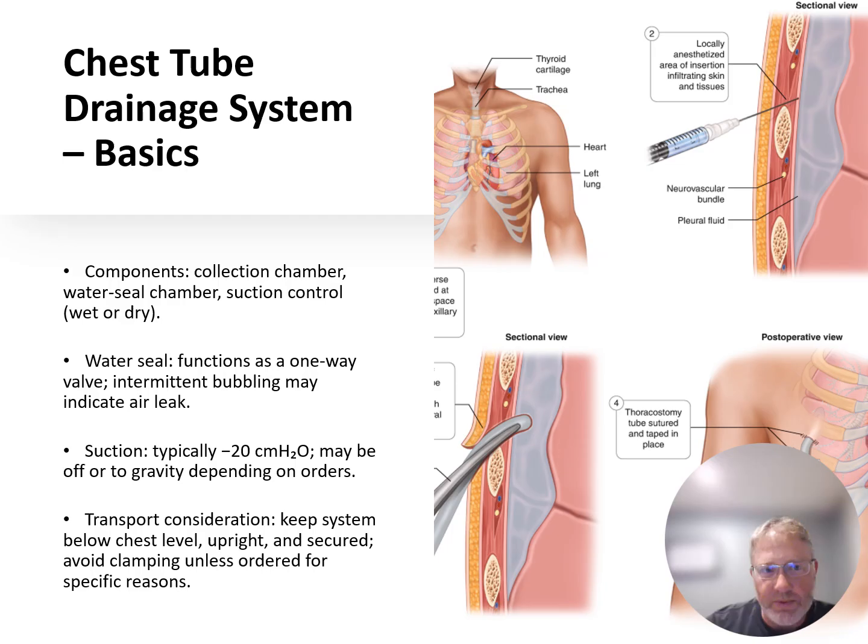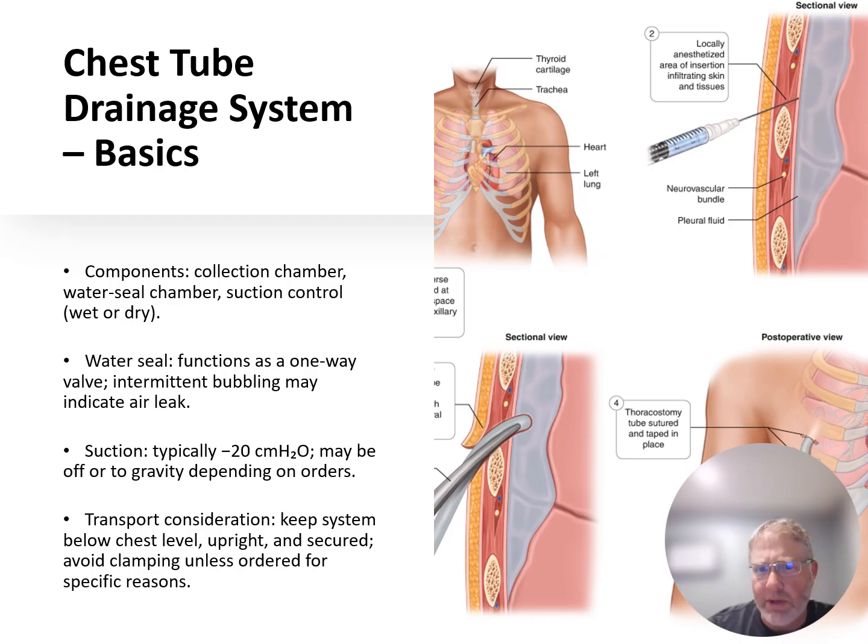Understanding the chest tube drainage system is absolutely critical for safe transport of a patient who's got one. Most systems have three main components. They've got a collection chamber for blood or fluid, a water seal chamber that acts as a one-way valve, and a suction control chamber, wet or dry, that regulates negative pressure when suction is applied. The water seal prevents air from re-entering the pleural space.